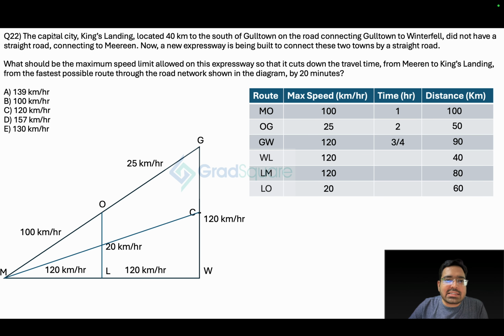And it says that a capital city has been introduced over here, which is located 40 kilometers south of the point G. So I am taking the capital city as C, which is at a distance of 40 kilometers from the point G southwards. This is 40. So now we already know the distance of GW. GW was the distance 90.